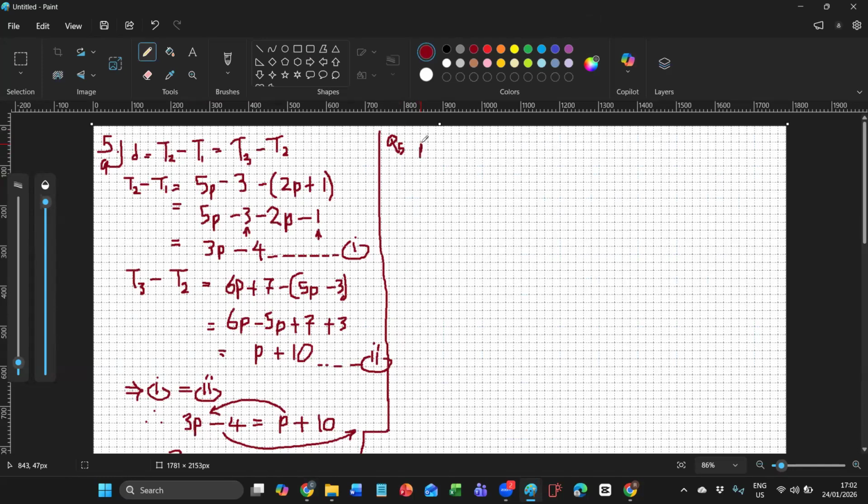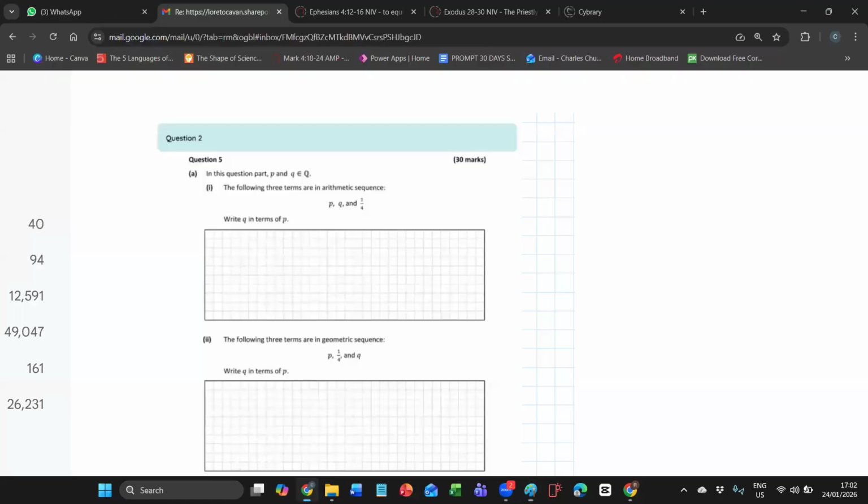Okay, so it's P, Q, and 1 over 4. The question is that these guys are an AP. Let's keep that on one side to remind ourselves, because someone's mind can quickly dash to think that this is a GP, but we have to just follow what the question told us.